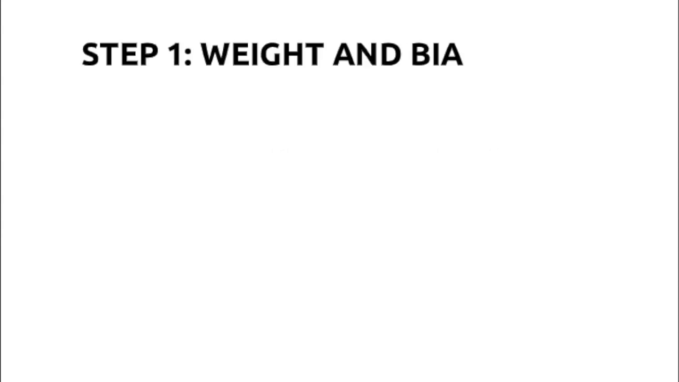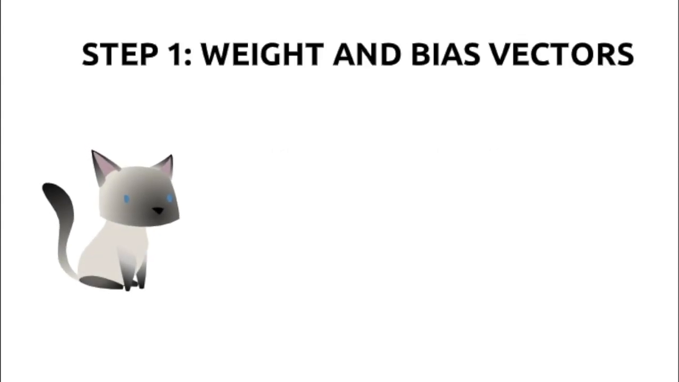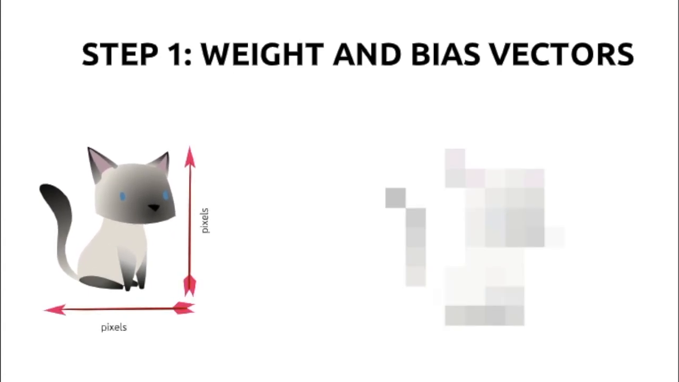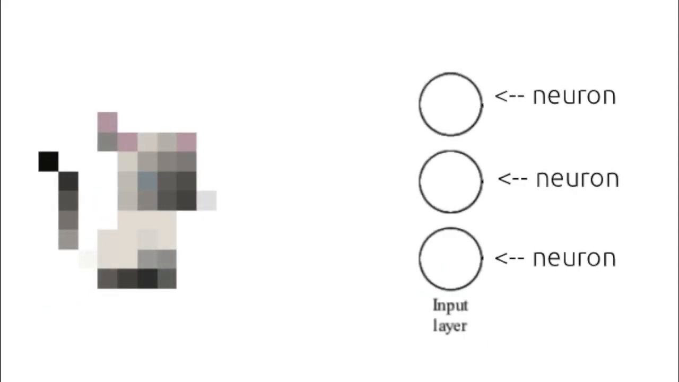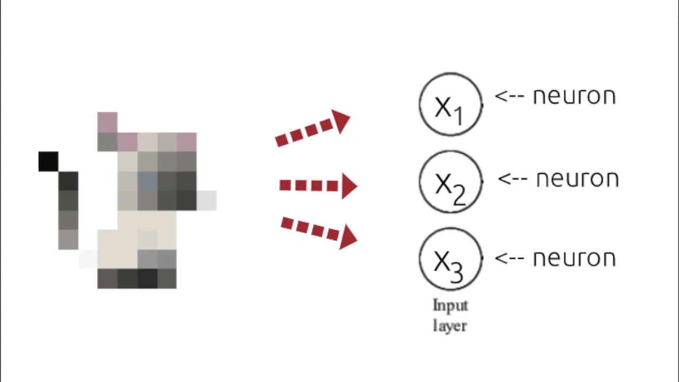We can divide the whole process into 4 general steps. Number 1, weight and bias factors. Picture a virtual image of a cat. The image you're seeing is made up of small single-color pixels. A neural network can take in these pixels and assign each one to a separate neuron. It then correlates each pixel with a set of values, known as weight and bias factors. This initial conversion of a visual pixel into a series of numbers is known as the input layer.